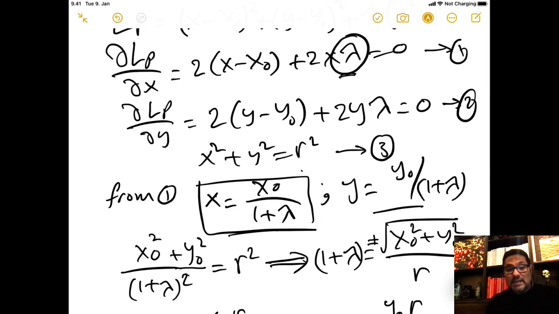I hope that this example is simple enough to understand how to apply the Lagrange multiplier.